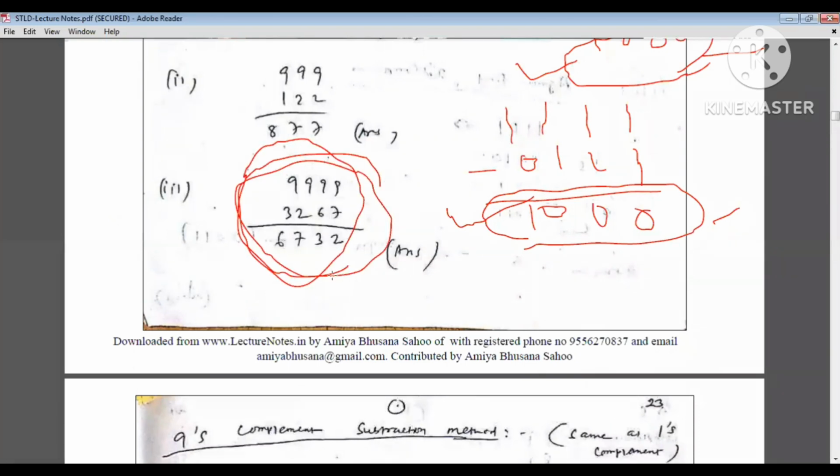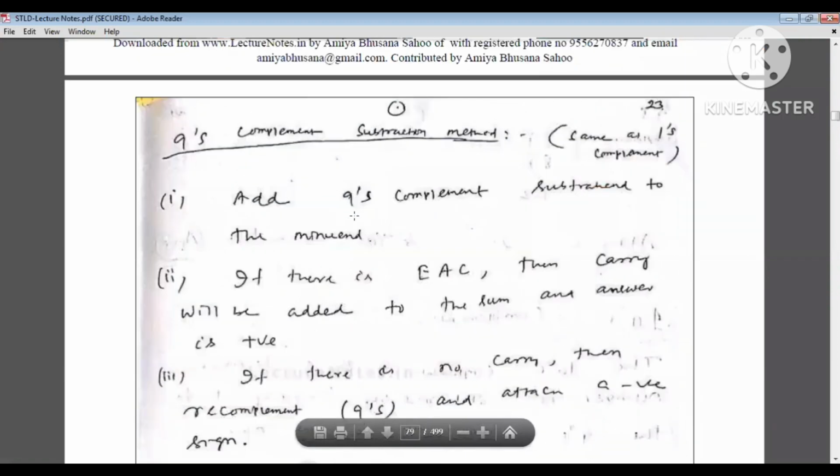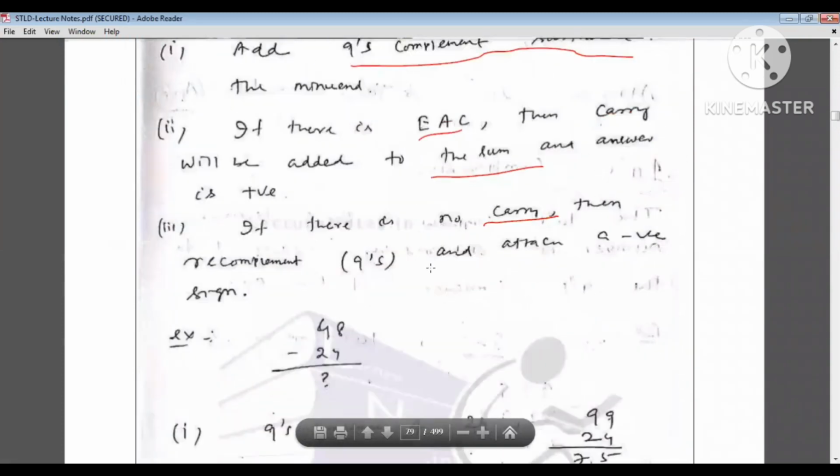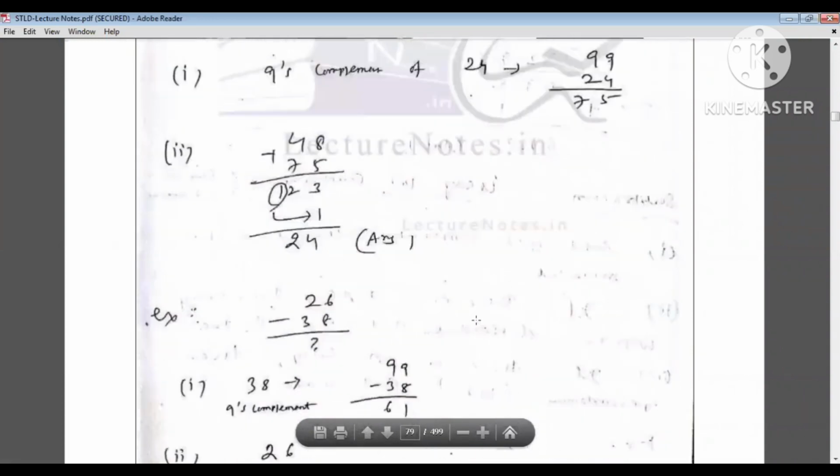How to find 10's complement? You have to just add 1 to the 9's complement. Exactly the same logic as 1's and 2's complement is the same for 9's and 10's complement. There is also a method of subtraction using 9's complement and 10's complement. Here is the subtraction. The same way, add the 9's complement. If there is a carry, it will be added. If there is no carry, again find the 9's complement, attach a negative sign. Getting? Exactly the same.